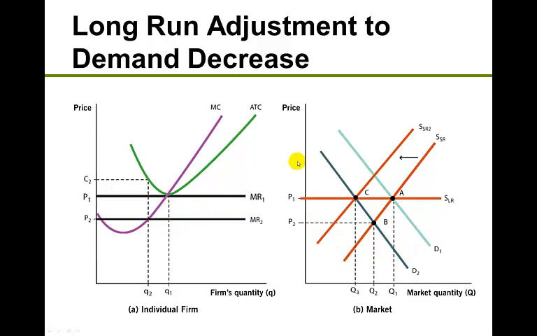So what happened here is that we moved from point B to point C, and that means that the marginal revenue curve for my individual firm moved back up to where it was before, so my individual firm is now producing exactly what it was before.